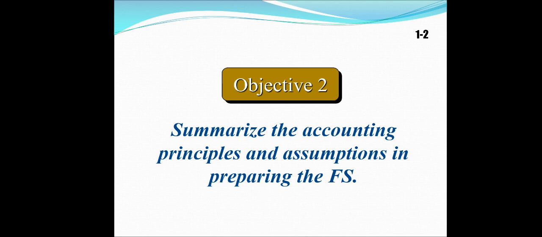Same goes for accounting. When you want to do accounting record, you have to follow the rules, or in accounting we call it principles and assumptions. If you follow these principles and assumptions, then everything is safe. Your accounting record is correct. But if you do not follow the principles and assumptions, then problems will happen. Many things will go wrong. Okay, so let's see.